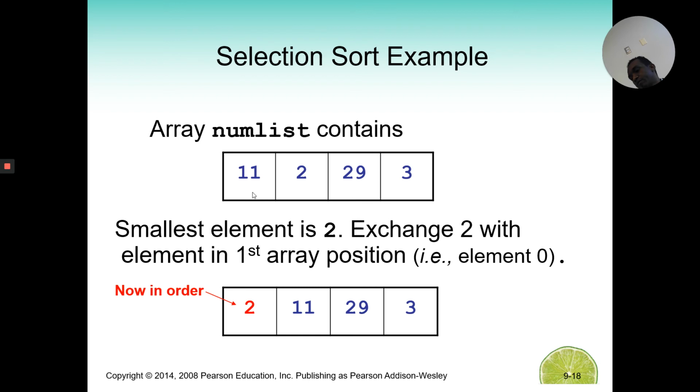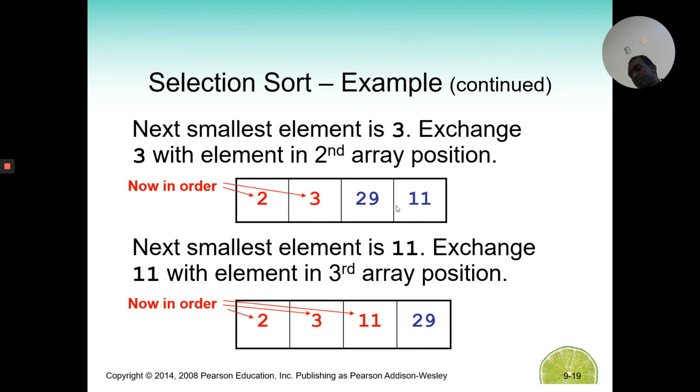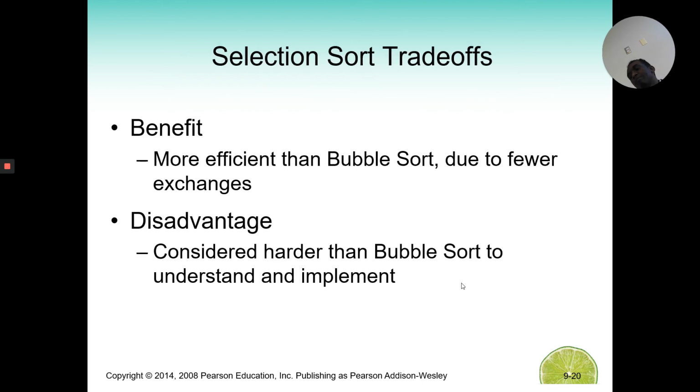So here's the array: 11, 2, 29, and 3. The smallest element is 2, so exchange that with the first element. Then you have 2, 11, 29, and 3. The next smallest element is 3, so you exchange 3 with the second element, and so forth. The next smallest element is 11, so exchange it with the third element, and so forth. So it's kind of step by step.